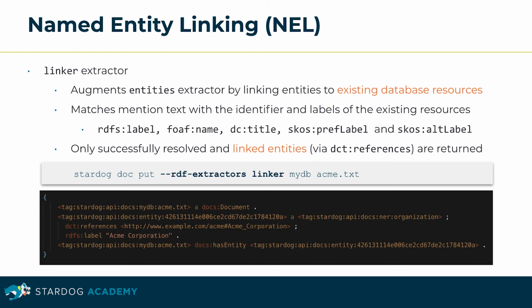The linker extractor augments the entities extractor by linking identified entities to resources present in the current database. The entity mention is matched to the local name and name attributes of RDF resources, such as RDFS label, FOAF name, and so forth. Only entities that were successfully linked by the predicate dct:references are returned by this extractor.